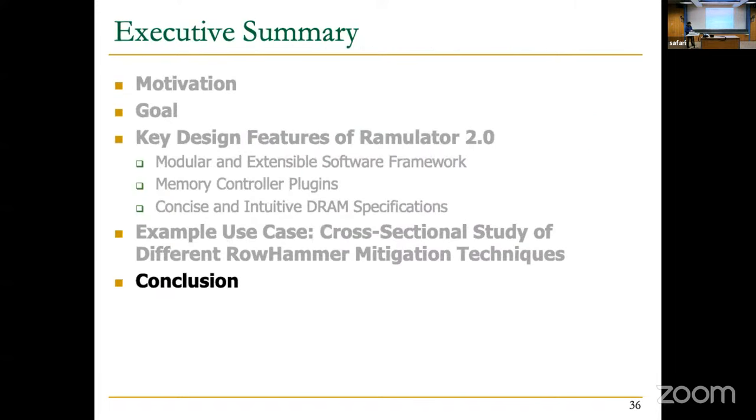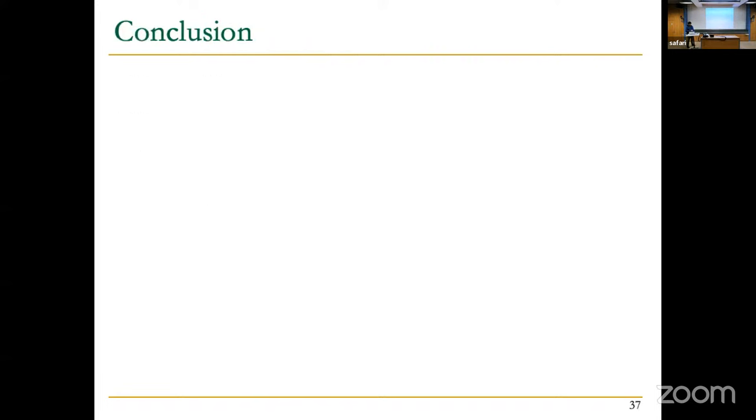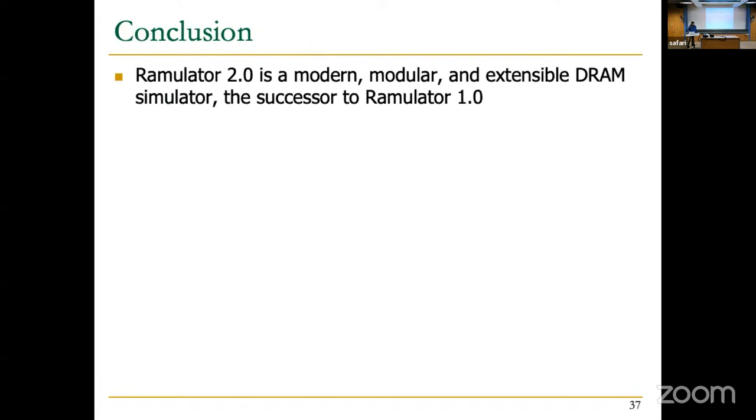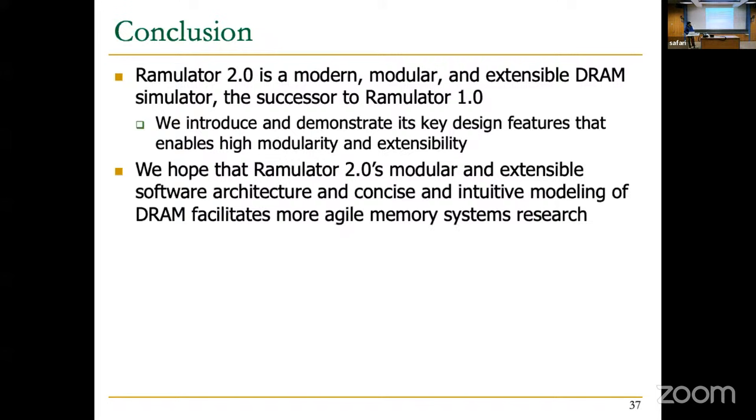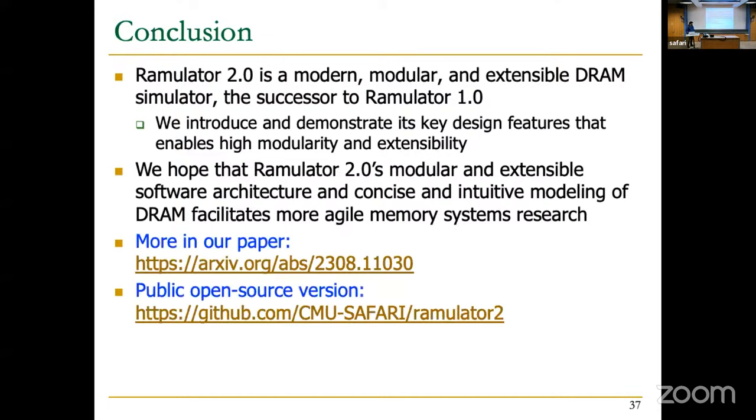So now let me conclude my presentation. We introduced Ramulator 2.0, which is a modern, modular and extensible DRAM simulator and the successor to Ramulator 1.0. We introduce and demonstrate the key design features that enable its high modularity and extensibility. We hope Ramulator 2.0's modular and extensible software architecture and concise and intuitive way of modeling DRAM can facilitate more agile memory systems research. If you're interested in more details, you can take a look at our paper and also the open source version of Ramulator 2.